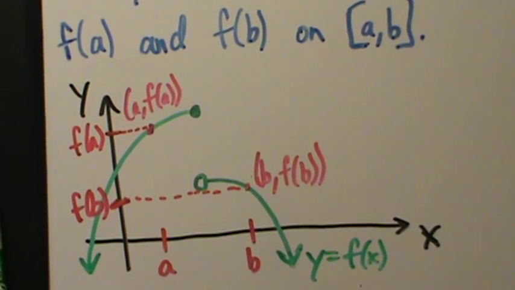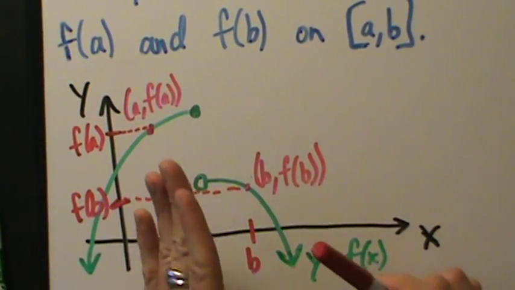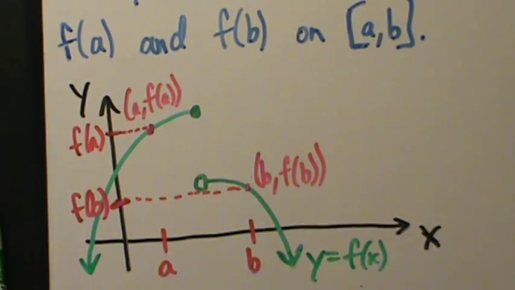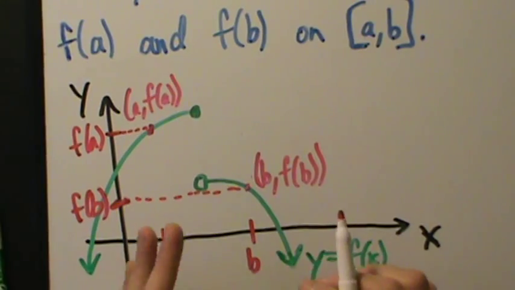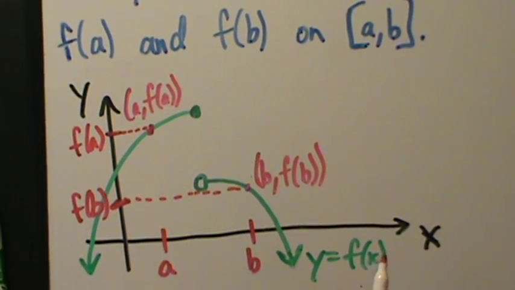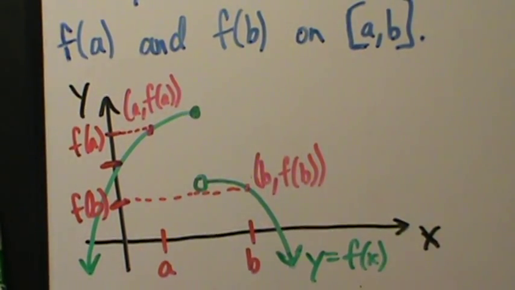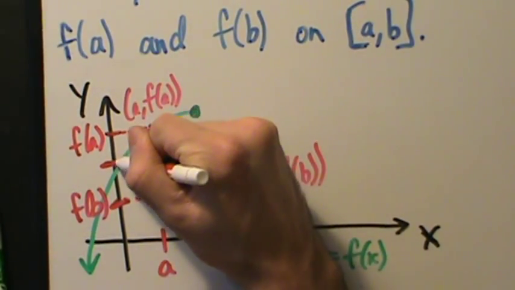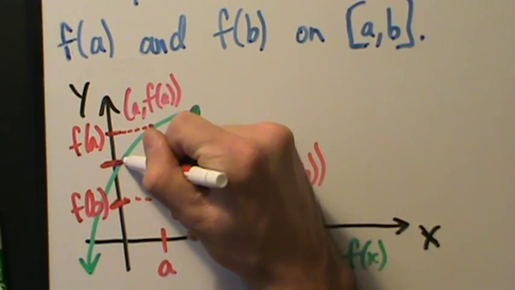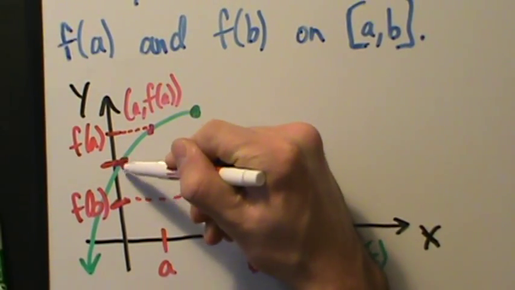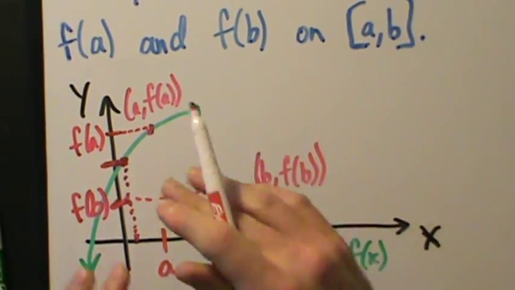Since this function is not continuous, we can't use the intermediate value theorem. And as it turns out, what if we wanted to find a value of x between a and b such that f of x equals this y-coordinate? Well, we're not going to find one, because what happens if we try to find this y-coordinate on the graph between a and b? Well, first of all, there's one right here, right? But that's not between a and b, so that totally doesn't count.